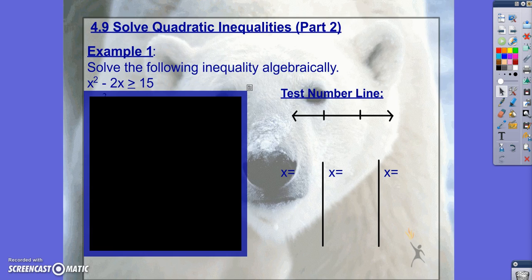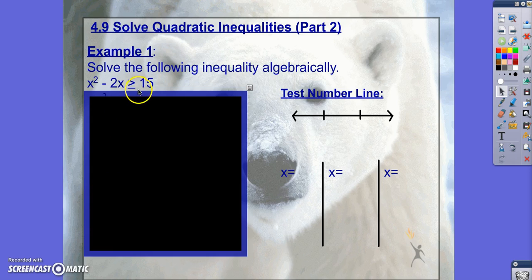So example 1, solve the following inequality algebraically. X squared minus 2x greater than or equal to 15. We first treat it as if it was an equal sign and get everything over to the left. Now, just as a little side note, I'm going to use the quadratic formula for all these, but if you realize factoring or completing the square or any other method, you are allowed to use it. Because I want a one-time deal kind of problem, I'm just going to stay with the quadratic formula.